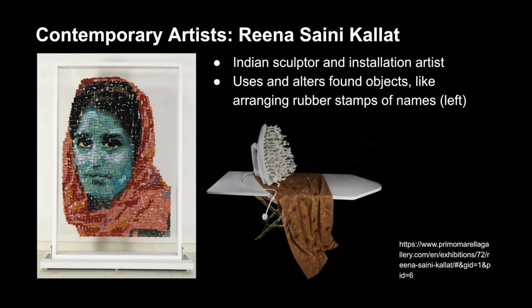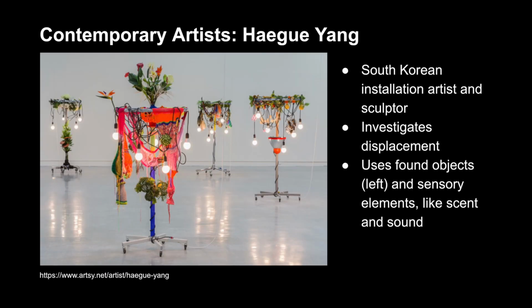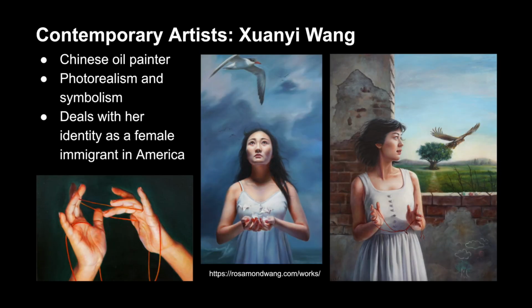Next, we have an Indian sculptor and installation artist who works with found objects that she either arranges or alters to create her works. Next, we have a Filipino sculptor and installation artist who uses primarily recycled plastic items. Some of his work is wearable, while others create more of an environment. This is a South Korean installation artist and sculptor. The artwork here investigates displacement using found objects and sensory elements like scent and sound. This Chinese oil painter primarily uses photorealism and symbolism. Her work deals with her identity as a female immigrant in America.